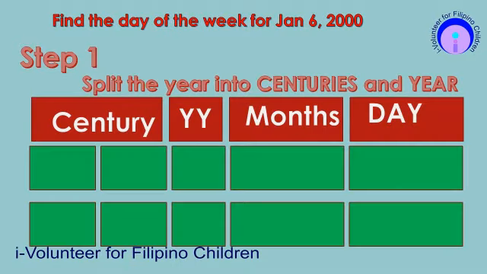First, kailangan nating hati-hatiin ang century upang mas madaling isolve. Alam natin ang 1600s ay divisible by 400. At kung divisible by 400 ito ay leap year at ang leap year for every 400 years ay Sunday. Ang odd day niya ay 0.